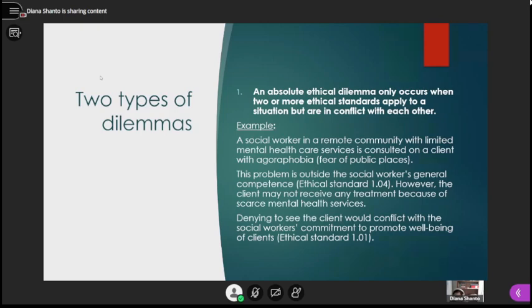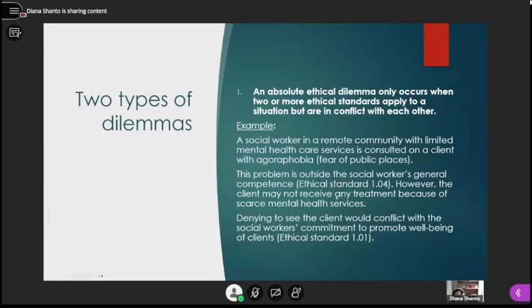Vous êtes in an ethical dilemma because you don't know what to do. If you intervene and yet you don't have the knowledge. If you don't intervene, there's no one to help that client. You are in a dilemma. Là, vous voyez, ça c'est the problem is outside the social worker's general competence. C'est Ethical Standard 1.04 qui dit que if it is outside your competence, normally you refer the case to someone who is more competent, who has that expertise.